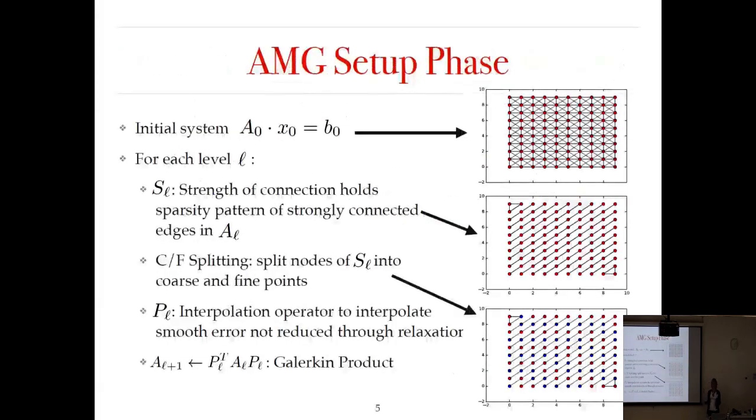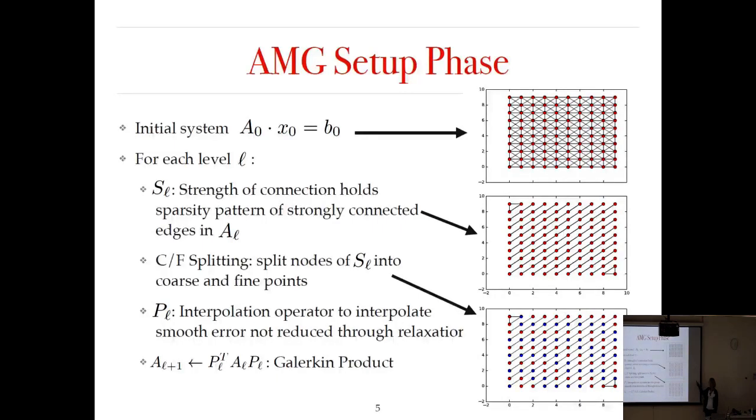So the setup phase. In the setup phase of AMG, you start with your initial system, Ax equals b, and then on each level l, you're going to create a strength of connection. This basically determines what part of the sparsity pattern is very strong, so you only keep edges that have larger values. You can see the first graph here is just a graph of the initial system for a very small problem.